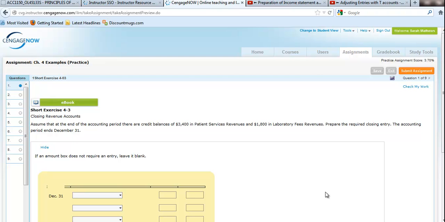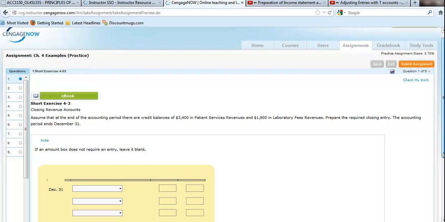In this example, we're going to be looking at closing entries, specifically the first step of closing entries, which is to close the revenue accounts. So it says, assume at the end of the accounting period there are credit balances of $3,400 in our patient services revenue and $1,800 in laboratory fees revenue, and we need to prepare the required closing entry. And the accounting period ends on December 31st.